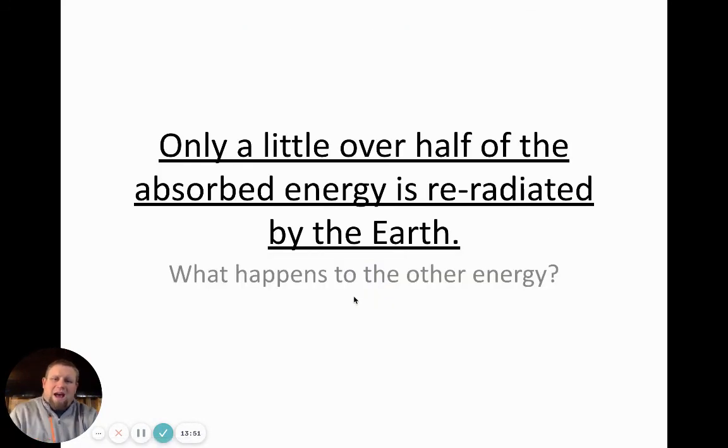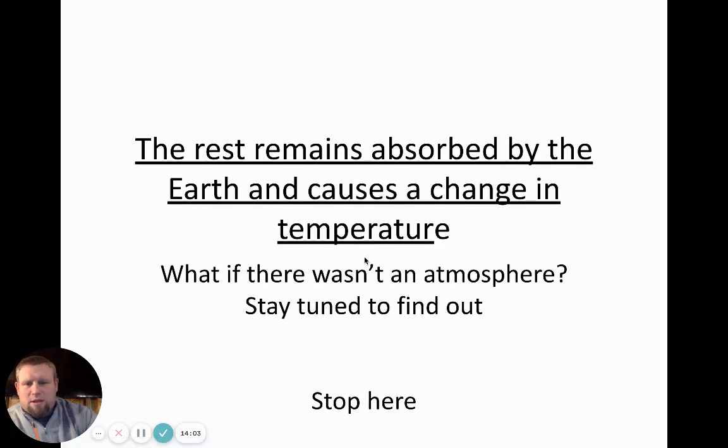So only a little over half of the absorbed energy is re-radiated by the Earth. What happens to the other energy? Well, where does it go? Because re-radiated energy goes back out from the Earth, what happens to the rest of it? Well, it just simply remains in the Earth. It remains absorbed by the surface of the Earth and actually helps to cause more of that change in temperature to keep our temperatures more mild. So the question becomes then, what if there wasn't an atmosphere? And you'll have to stay tuned to find out the answer to that question.